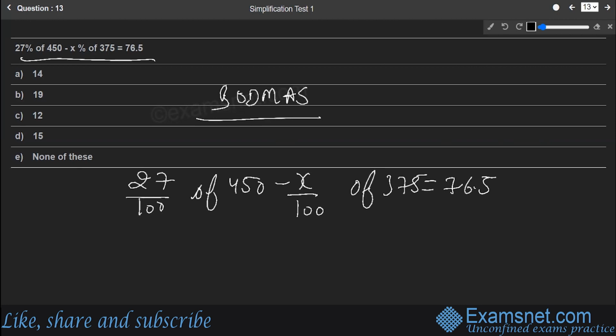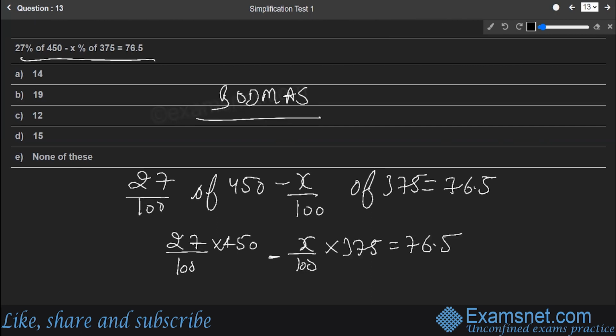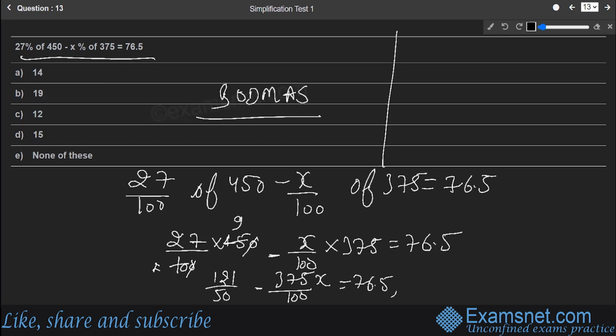So let us just quickly start. This 'of' can be written as multiply: 27 by 100 into 450 minus x by 100 into 375 is the left side, and the right side is 76.5. Now we have to solve this. We can cancel these numbers like this: 450 by 100 is 9 by 2. So how much is it coming? 27 into 9 by 2. If we solve this, this is 243 by 2 minus 375 x over 100, is equal to 76.5.